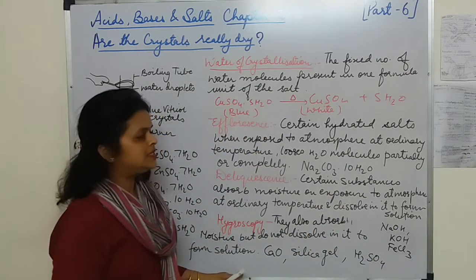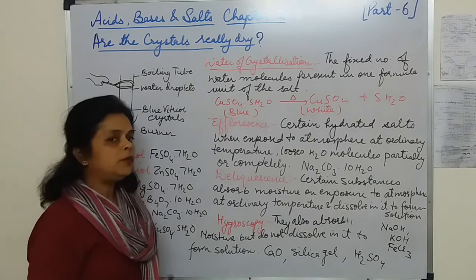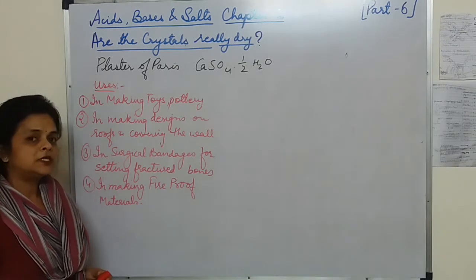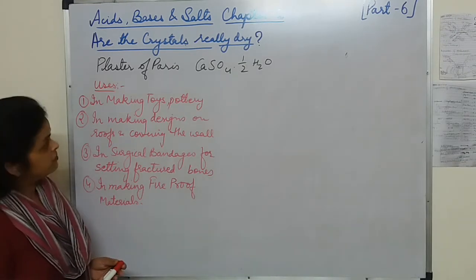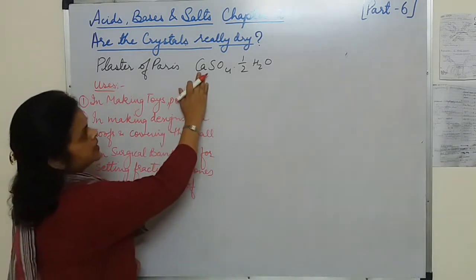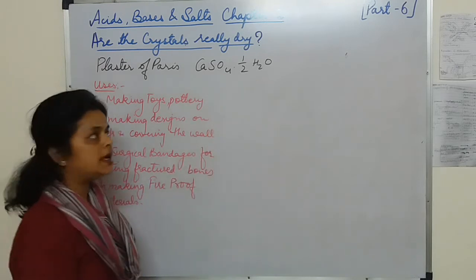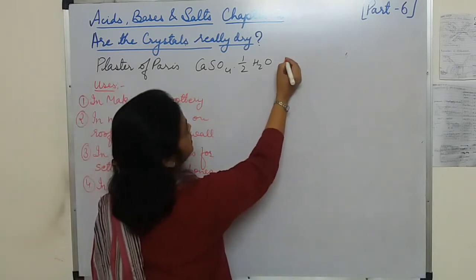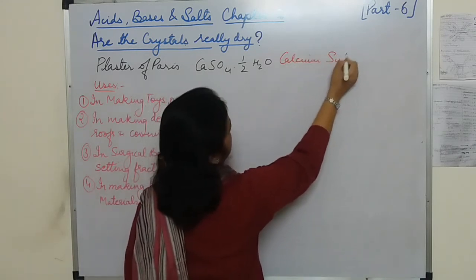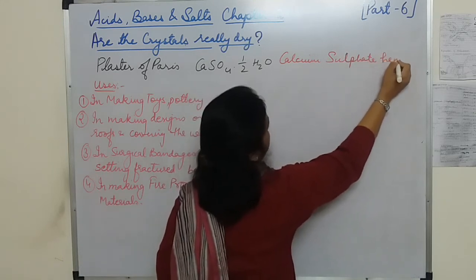Now we will discuss the plaster of Paris, how it is formed and how many molecules of water it is having. The last topic of the chapter is plaster of Paris. See students, the formula of the plaster of Paris is calcium sulfate half water molecule. So it is also called a hemihydrate. I can write here calcium sulfate hemi. Hemi means half.